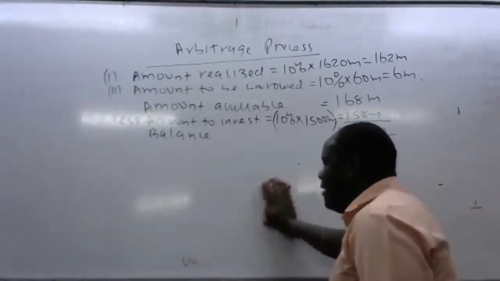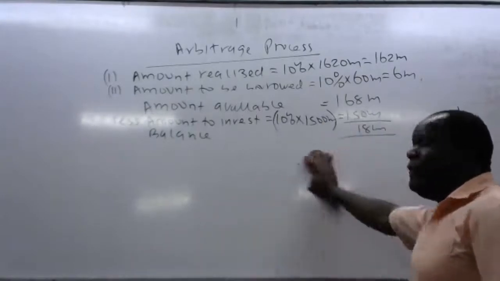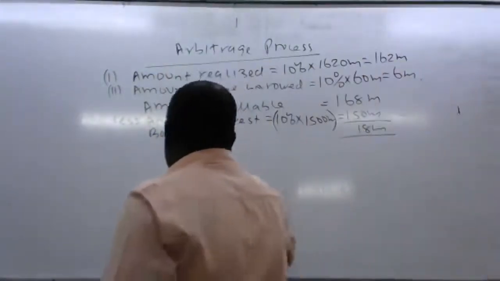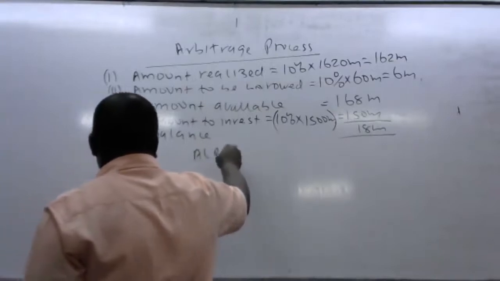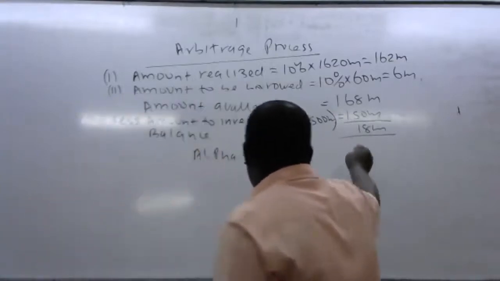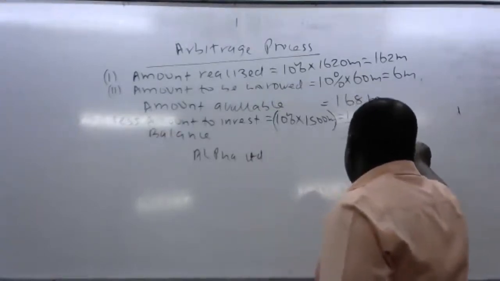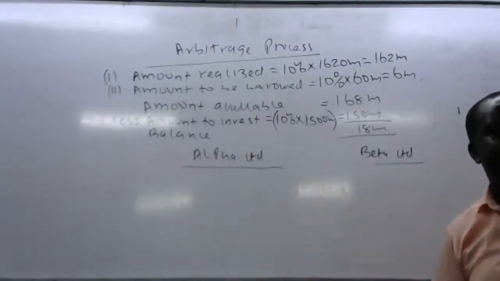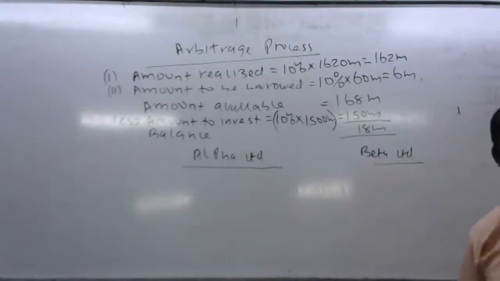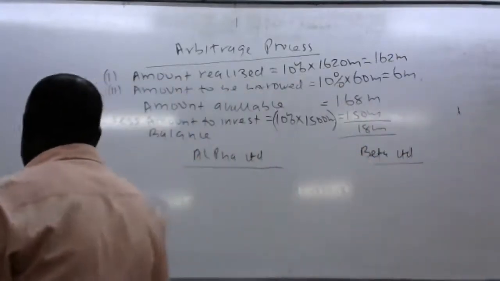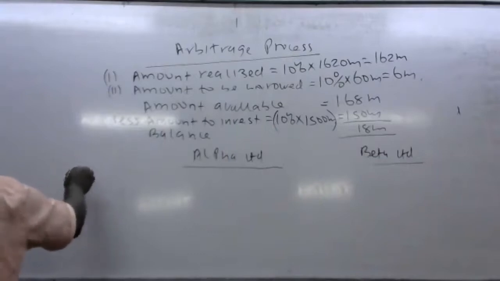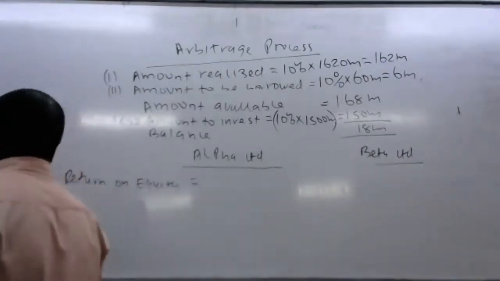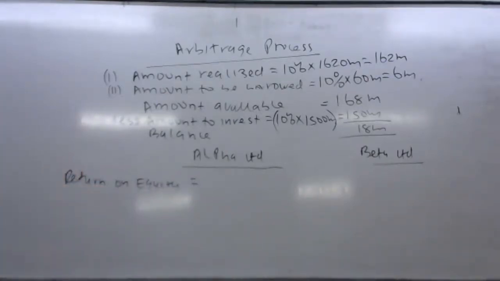So you want now to compare the returns from the two firms. So among the two firms, there was Alpha Limited. There is also Beta Limited. So we are now comparing the returns from these two companies for the investor. So we start with the return on equity.